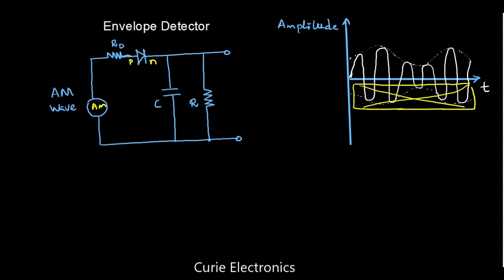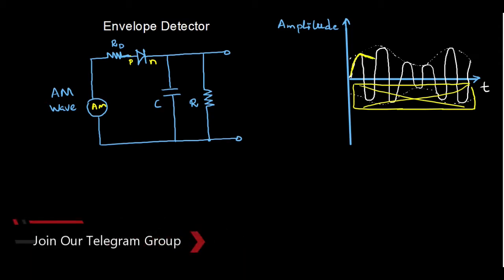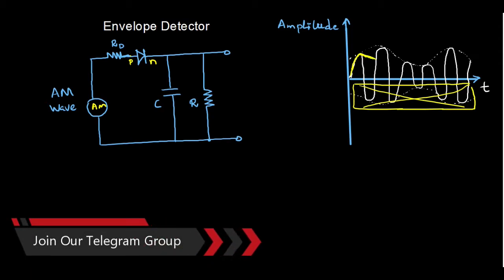Now the diode is conducting, see, with the yellow I am drawing it. When the diode conducts, the capacitor gets charged. First the capacitor gets charged up to the peak. Then the carrier voltage is dropping, so the capacitor starts to discharge. See, now how it is discharging?